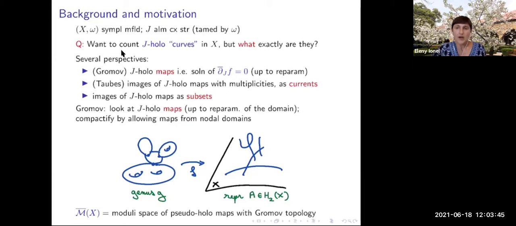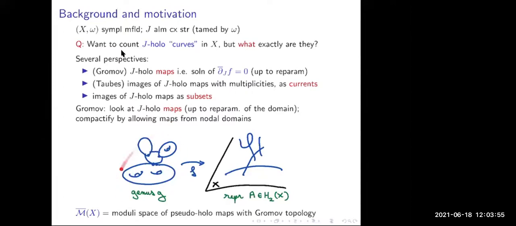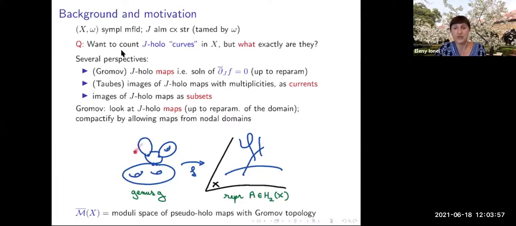So let me first remind you of the classical approach due to Gromov, looking at J-holomorphic maps up to reparameterization of the domain. This is not a compact space, but one can compactify it by allowing maps with nodal domains. Here is a picture of a map from a nodal domain, this would be a genus 3 curve, and this is maybe a picture of the image.